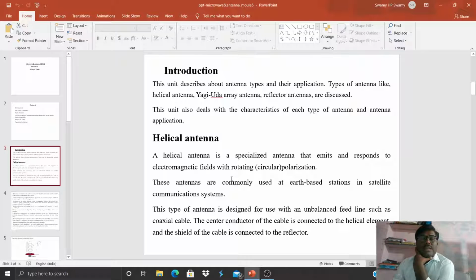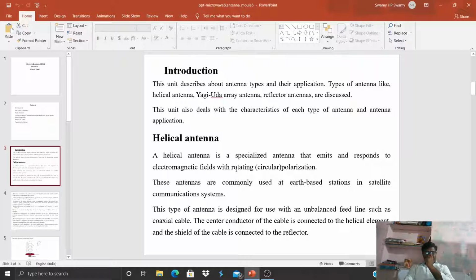Now, first we will consider the helical antenna. What is this helical antenna? A helical antenna is a specialized antenna which emits and responds to electromagnetic fields with rotating or circular polarization. It emits electromagnetic energy and responds to electromagnetic energy with rotating polarization or circular polarization.